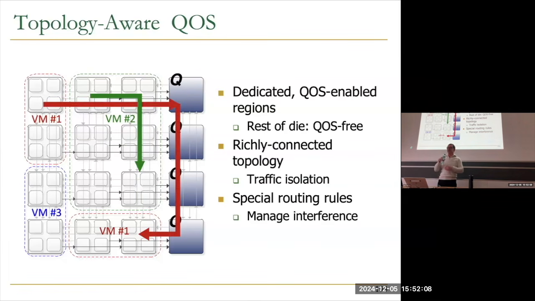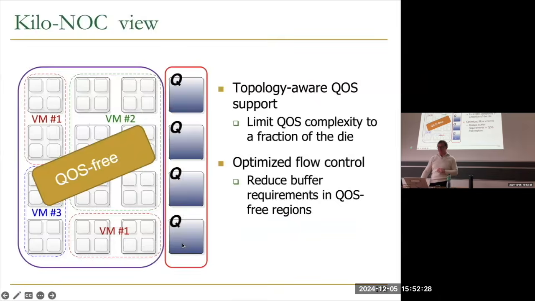Make sense? So you take a longer path, but you actually can go through quality of service enabled routers. You get isolation here, you get isolation here, and you get good quality of service management over here. Does that make sense? So this is actually interesting. This is something that has not been enabled in many systems.